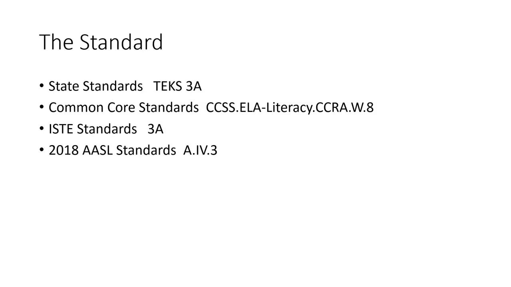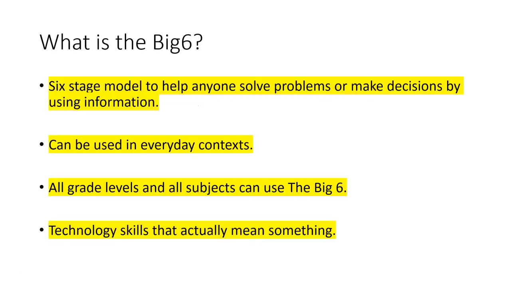Our Common Core standards are to gather relevant information from multiple print and digital sources, assess the credibility and accuracy of each source, and integrate the information while avoiding plagiarism. Our ISTE standard is 3A. This is where students plan and employ effective research strategies to locate information and other resources for their intellectual or creative pursuits. In our 2018 AASL standards, we have A43, which is making critical choices about information sources to use.